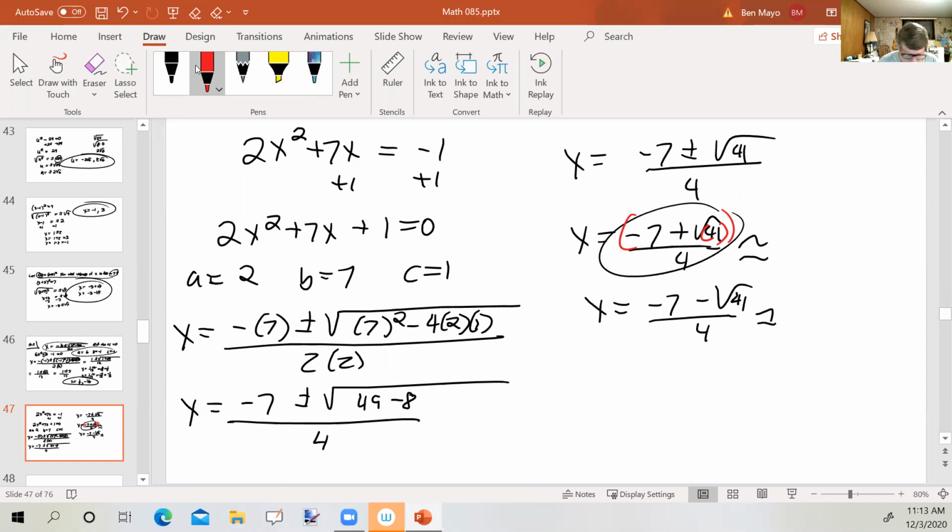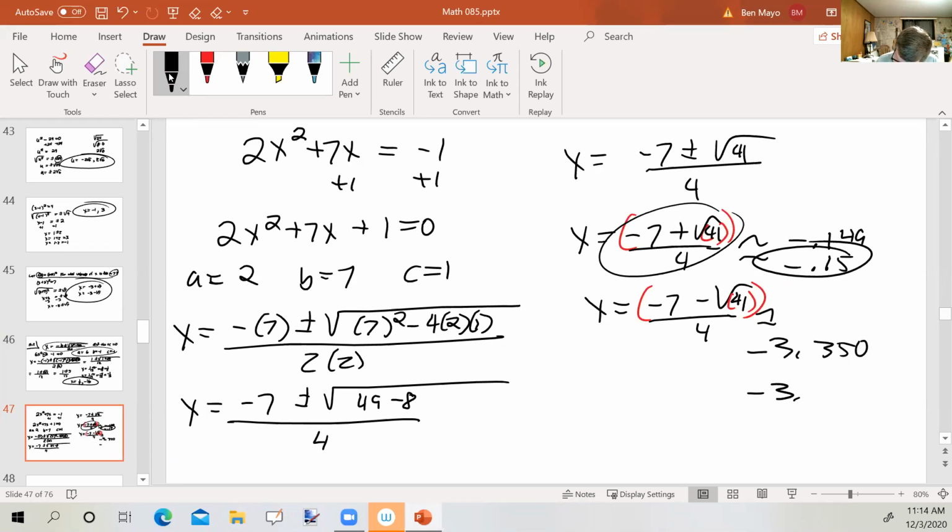And when I do that, I'm getting negative 0.149. So rounding to the nearest hundredth, that would be negative 0.15. And then the second one, parentheses, negative 7 minus the square root of 41. And again, I'm going to close up the square root of 41. You close up the entire numerator. And I get negative 3.350. So again, rounding to nearest hundredth, we would get that. Okay.